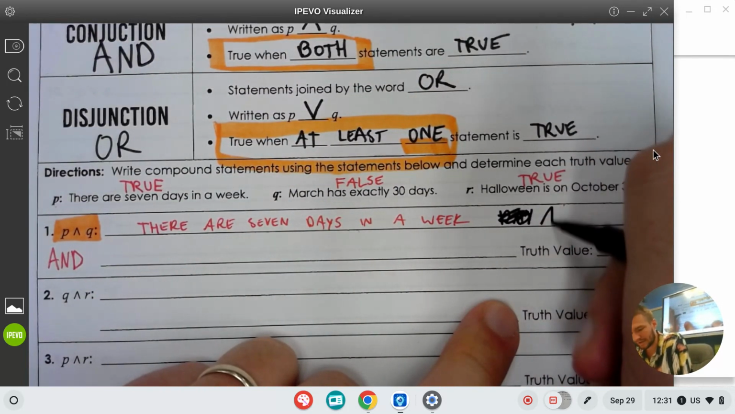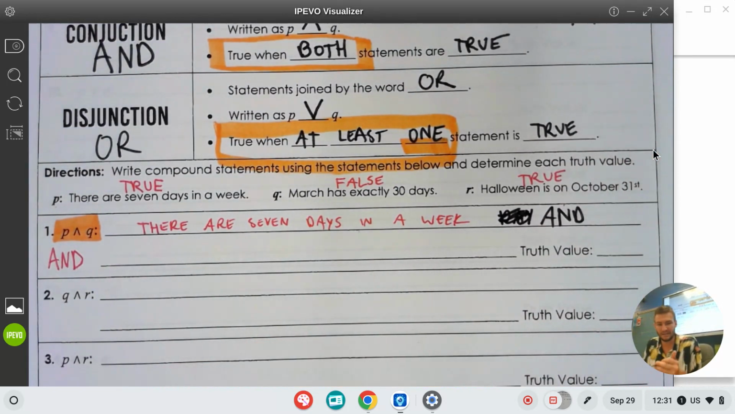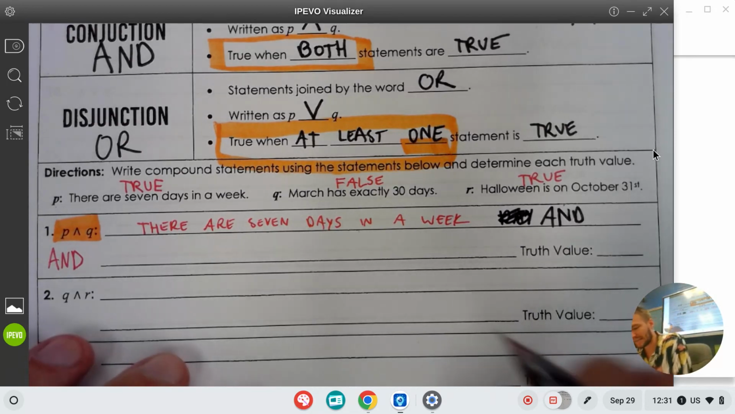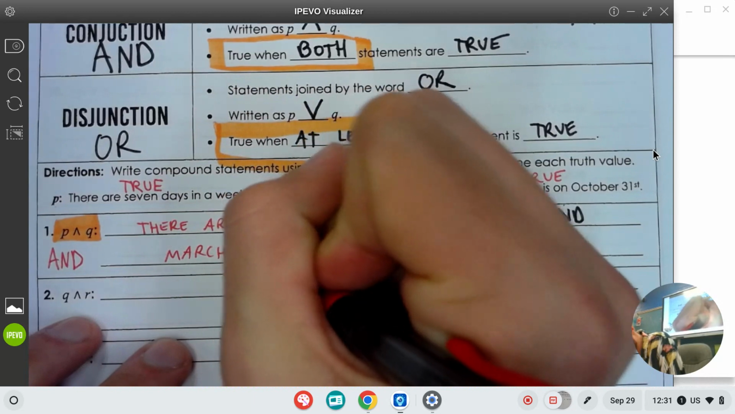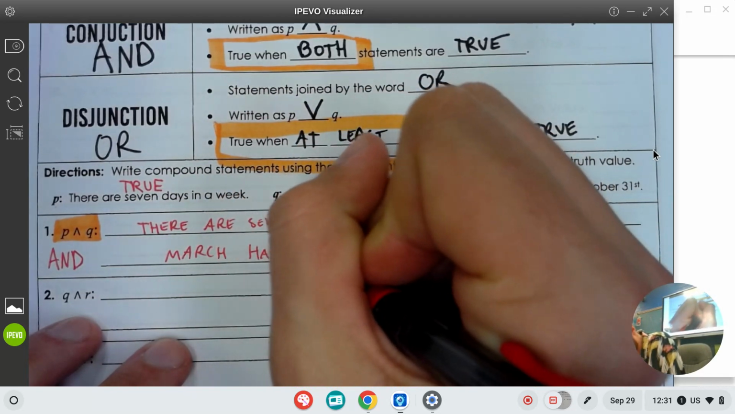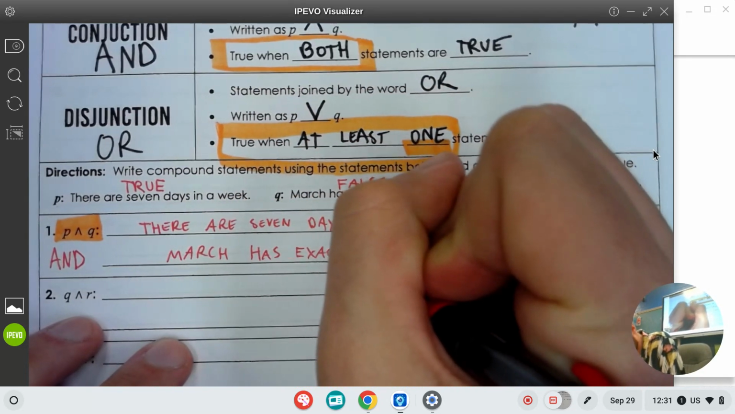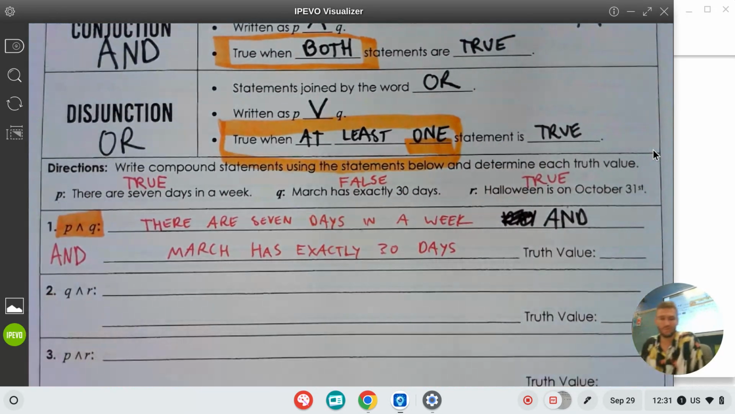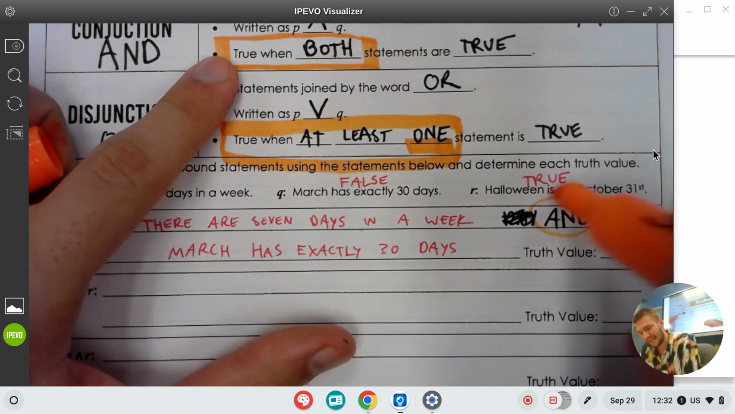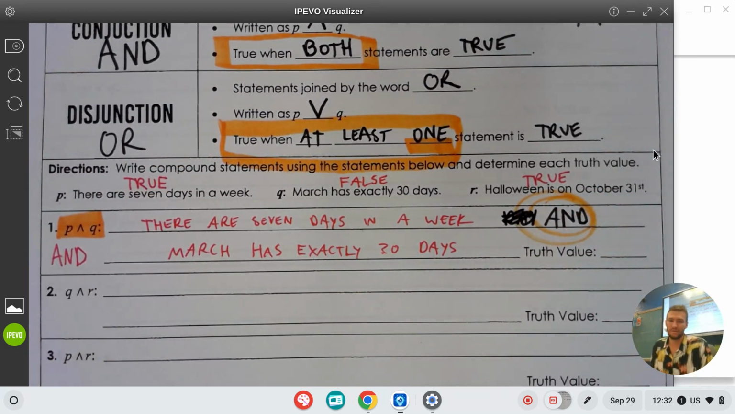There are 7 days in a week, and March has exactly 30 days. The most important one is this and word.